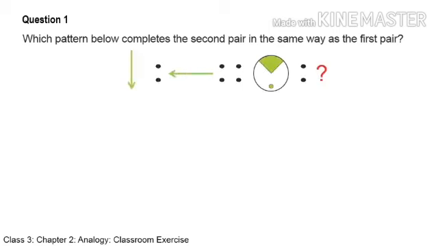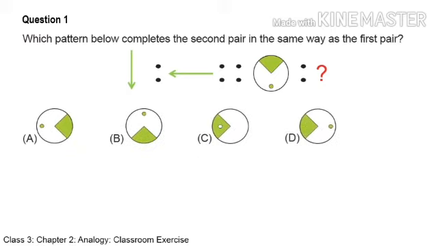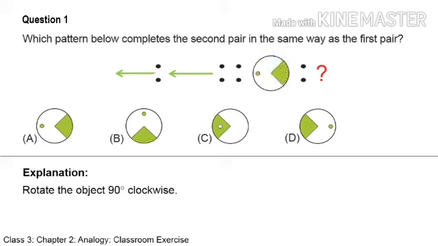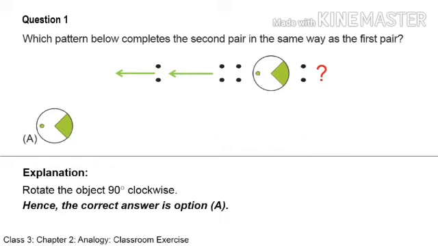Now let us understand the analogies in a better way. Let's answer which pattern below completes the second pair the same way as the first pair. We have options A, B, C, or D. What do you observe? We observe that if we rotate the object 90 degrees clockwise, you get the second part of the pair. If you follow the same pattern, you will find the correct answer. Look at all the options carefully. Do you find the answer? Yes, the correct answer is option A.